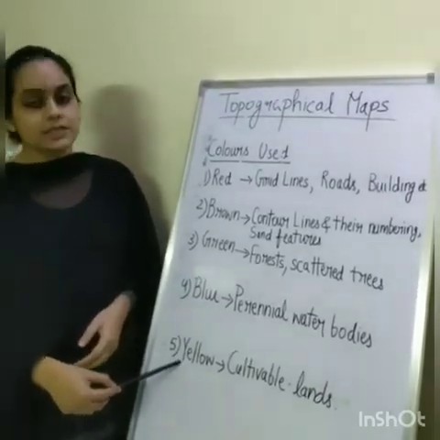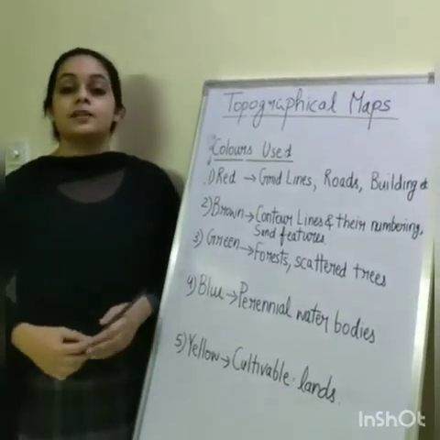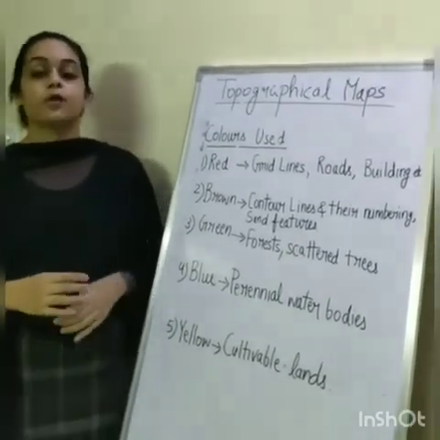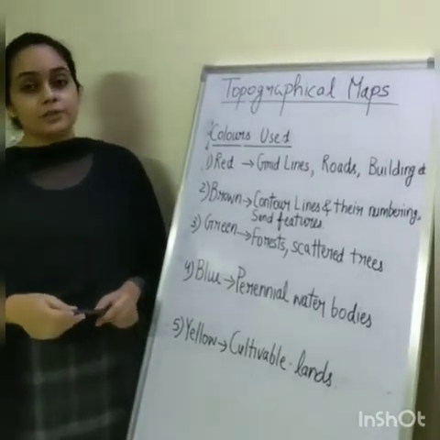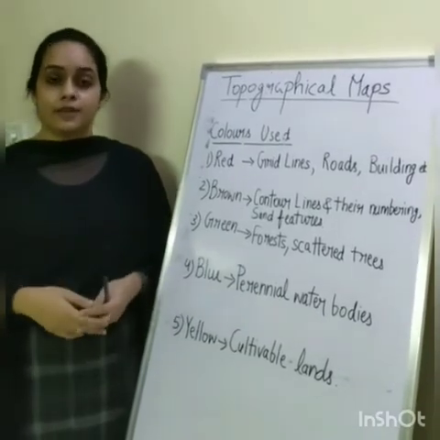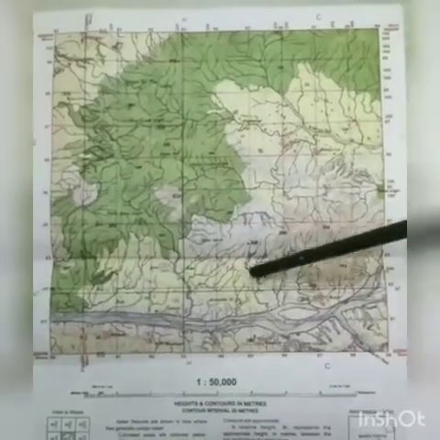Then last color is yellow color. Yellow color shows cultivable land. Cultivable land means that type of land on which agriculture is possible, and if agriculture is possible on any land, that means it is very fertile land. This is how a topo sheet looks like.